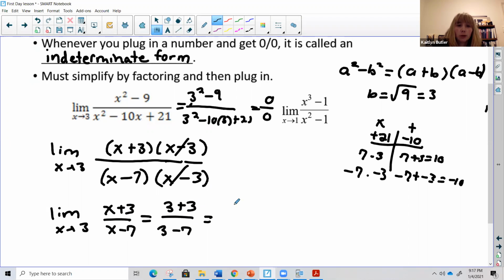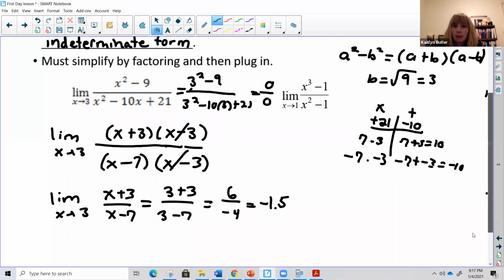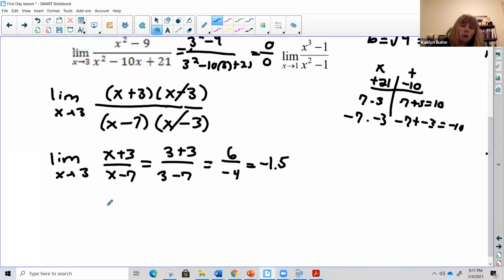And so then I get 3 plus 3, which is 6, and 3 minus 7, which is negative 4. Okay, and 6 divided by negative 4 is negative 1.5 or 3 over 2. Either way is fine. And so that would be my limit.